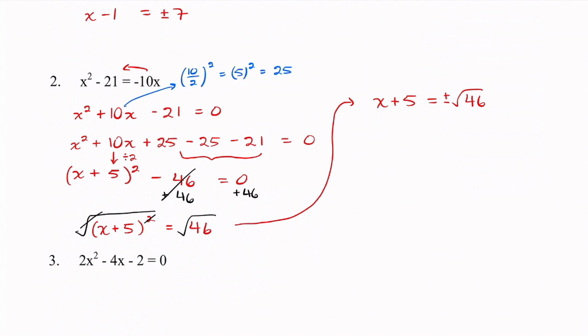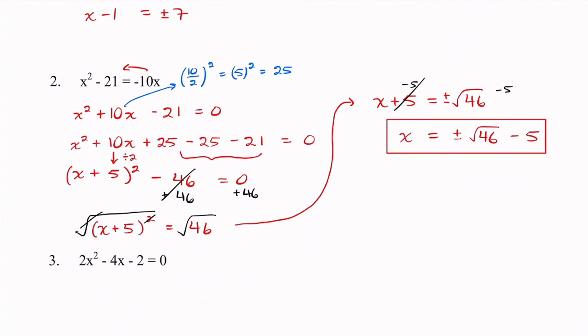So the last step, all we need to do is just get rid of that 5. So we're going to subtract 5 from both sides. The 5s will cancel. And so I get x equals plus or minus square root 46 minus 5.